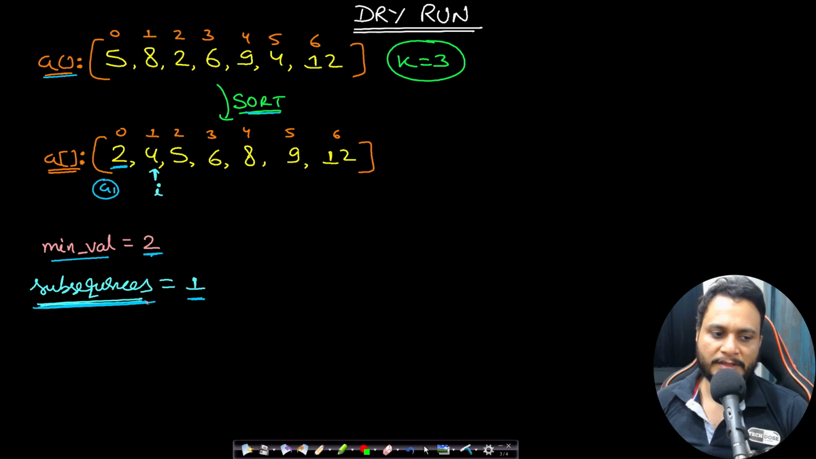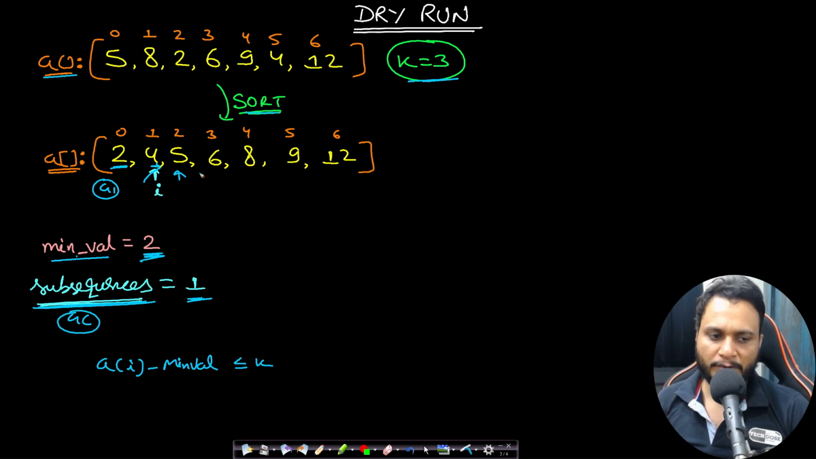Therefore the subsequences is actually the group counter. So it will be assigned to 1, right? Now I will start iterating from the second item. Now I will check if array at I minus the min value happens to be less than equals to k, then I will continue to move forward. So in this case, 4 minus 2 is actually less than equals to k. So I will include it in group 1 and just move forward.